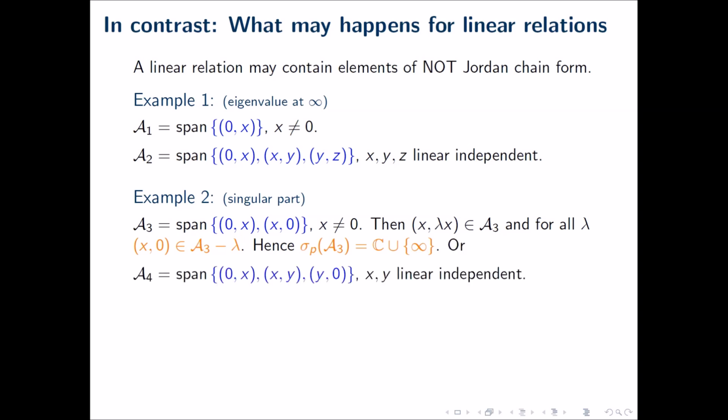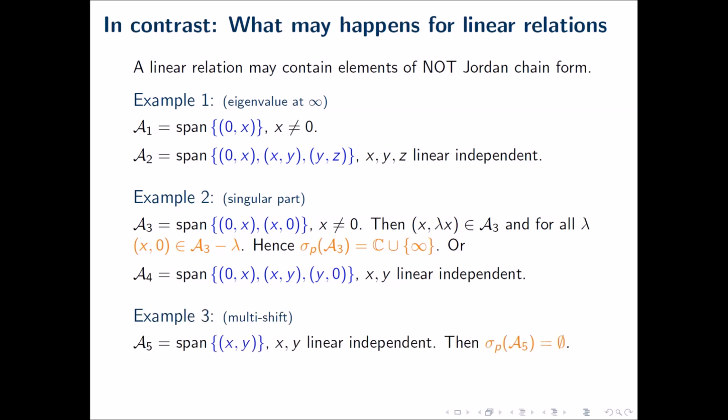Okay. And the same we could also, I just want to show you a little bit of chains. You could also place some in between, and it's the same. You get also the point spectrum of A4 is the complex plane. And the third guy is called multishift. And as I said, I just want to indicate that they are studied and have names and so on.